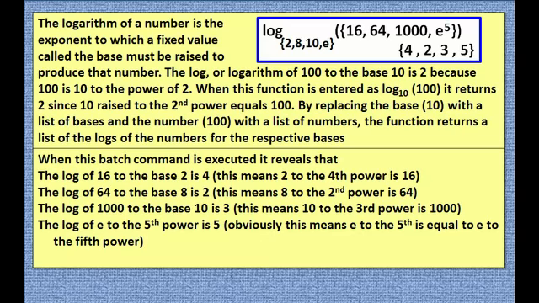The log of 64 to the base 8 is 2. This means 8 to the second power is 64. The log of 1000 to the base 10 is 3. This means 10 to the third power is 1000. The log of e to the fifth power is 5. Obviously, this means e to the fifth power is equal to e to the fifth power.